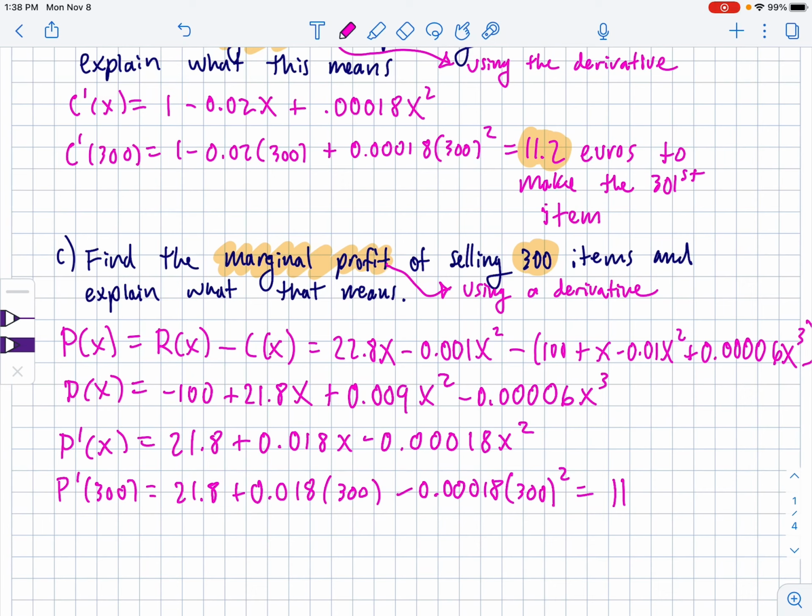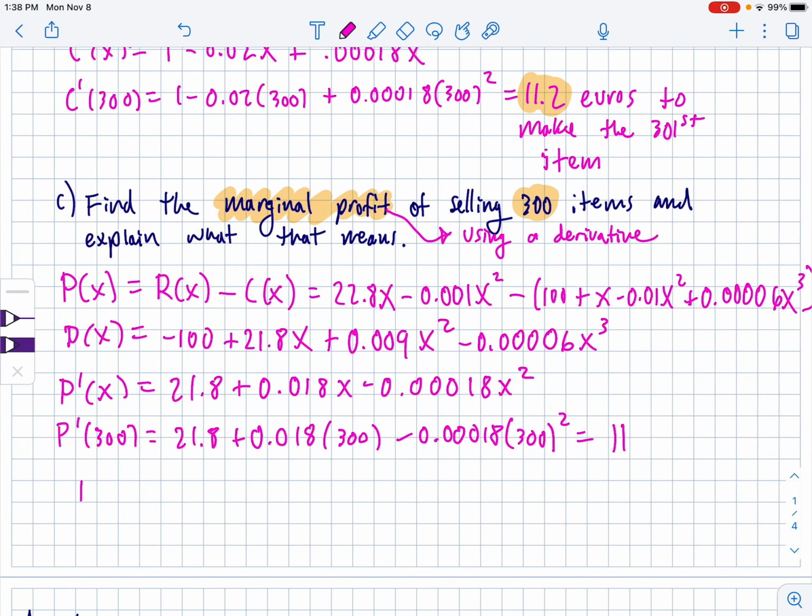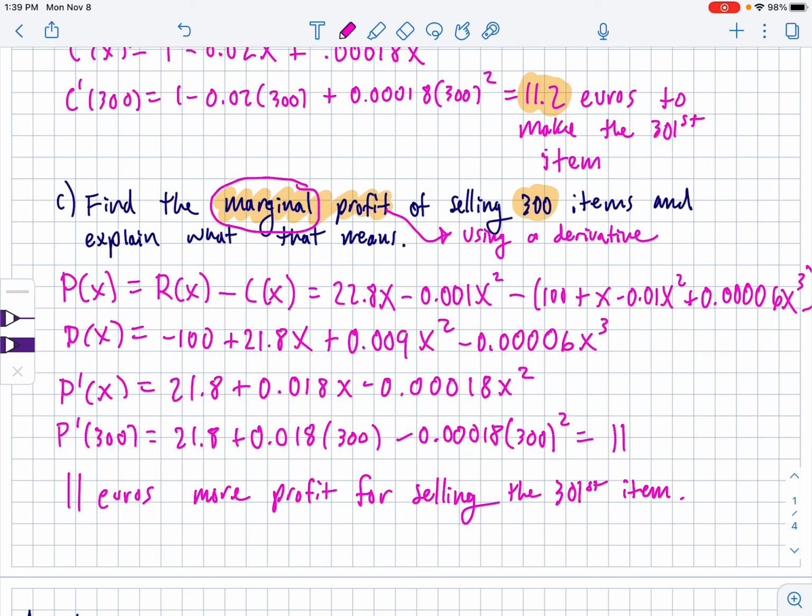Now we have to explain what this means. This is a marginal profit, so you'll get 11 euros more profit for selling the next item, the 301st item. Yep, that's what it means for the marginal profit. So remember, anytime you see the word marginal, you should be thinking derivative.